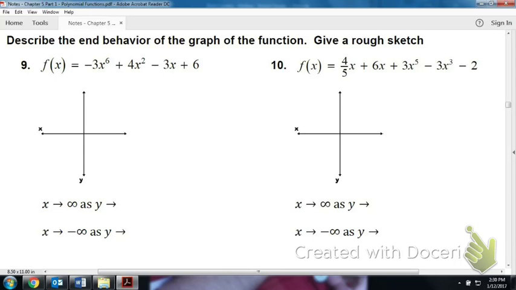So, number 9, first things first. They want to describe the end behavior and the graph of the function, and graph the function real quick. So, the leading coefficient is a -3. So this is going to come up from the negative side. It's going to come up from the bottom. And the highest degree is 6. So we're going to have 5 turns. Remember, the degree is 1 higher than the number of turns. So when we graph this, we'll start in the bottom, and we're going to have 5 turns. So 1 turn, 2 turn, 3 turn, 4 turn, 5 turn.